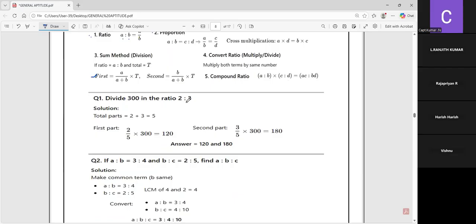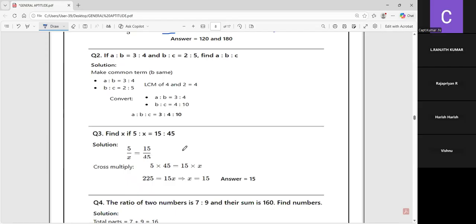2 plus 3 is how much? It is 5. And I want to know the percentage of this one. So 2 divided by 5 into total components 300. So the first component is 120. So the second component is 3 by 5 of 300. Add these, you will get 100%. That is the first one.